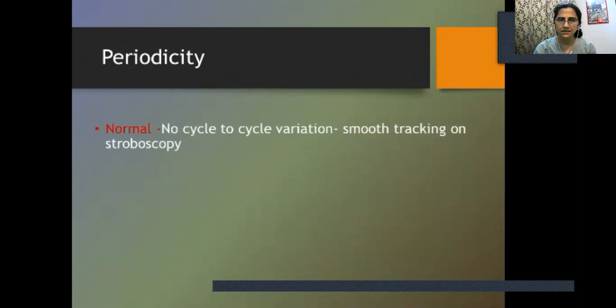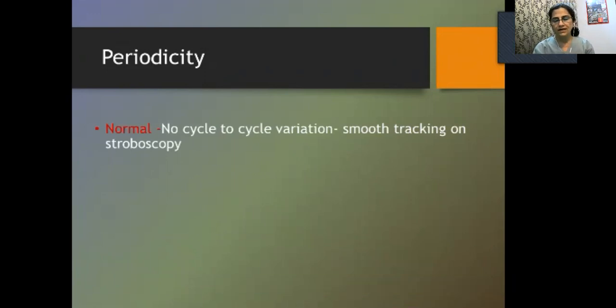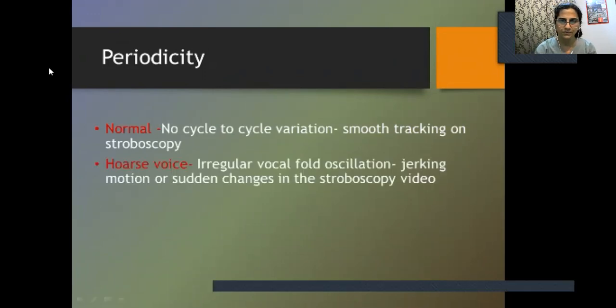What is periodicity? It is the cycle to cycle variation. In a normal vocal fold vibration, there's no cycle to cycle variation, and you can smoothly track the stroboscopic wave formation. But in a hoarse voice, there is irregular vocal fold oscillation, and you can see a jerky motion or sudden changes in the stroboscopy video.